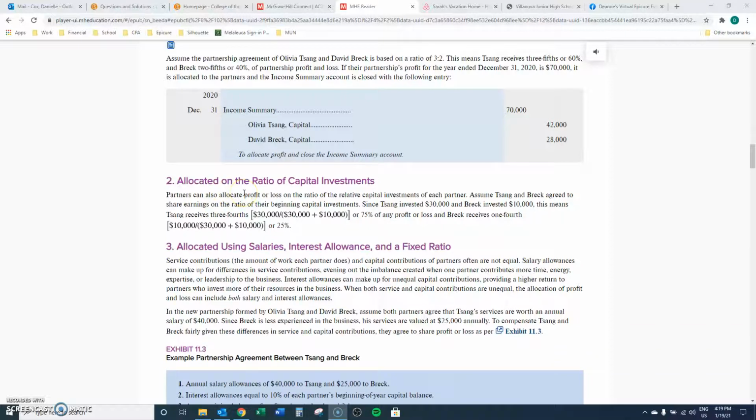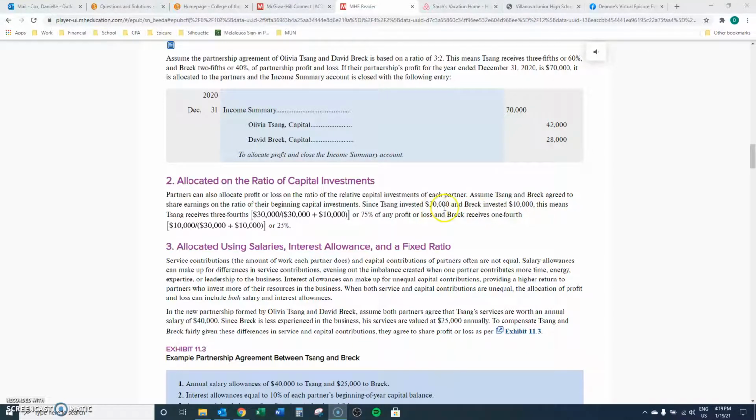Allocated on the ratio of their capital investments. So the profits can be allocated based on the capital investments of each partner. So again, if we go back to the example that we're looking at, beginning capital investments were $30,000 and $10,000. So we allocate the profit based on this ratio.